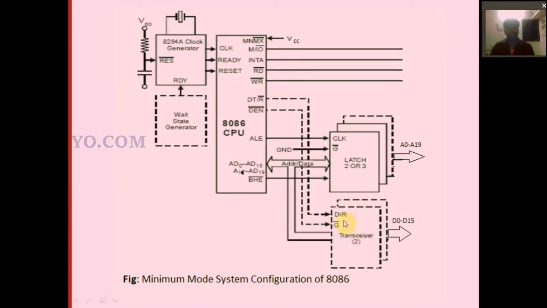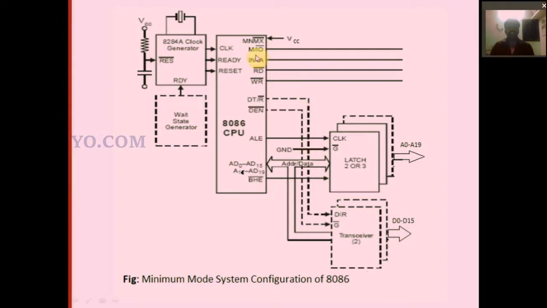The transceiver is controlled by two signals. One is data transmit or receive bar, another one is data enable. These two signals are given to the transceiver. These two signals control the transceiver and the transceiver produces a data bus.